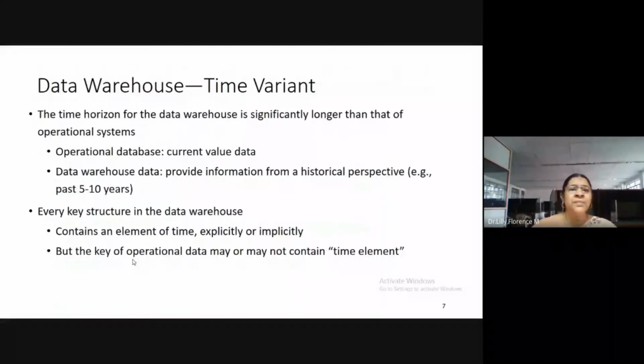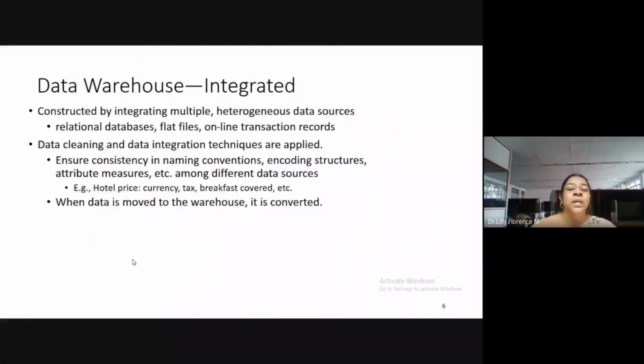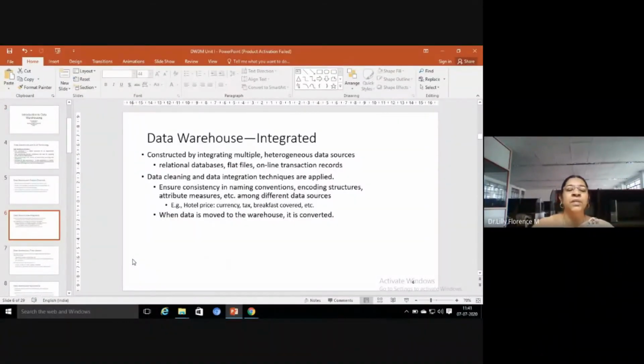So in this video, I explained the definition of a data warehouse, the difference between a data warehouse and an operational DBMS, and the necessity of having a data warehouse. Hope you understood what a data warehouse is and what data warehousing is.